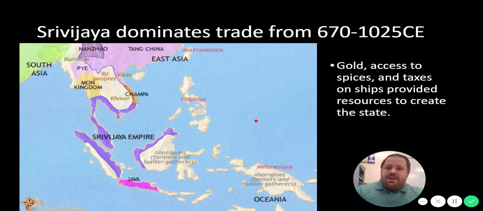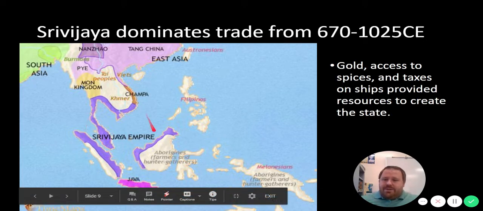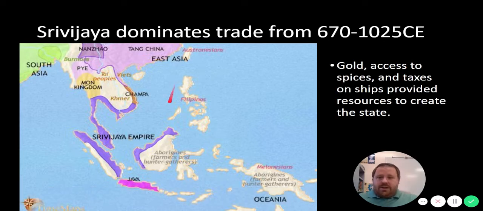All right, Srivijaya dominated trade from 670 to 1025 CE. And they had gold, they had access to spices, and taxes on ships, all provided resources to create the state. So they get a lot of money from taxing ships that come through, and then access to spices and getting gold from different places, either in their colonies or otherwise. So they really build this empire pretty quickly by controlling these two straits. Because what happens is, if say you're coming from China and you want to go to India, you've got to come all the way down this.